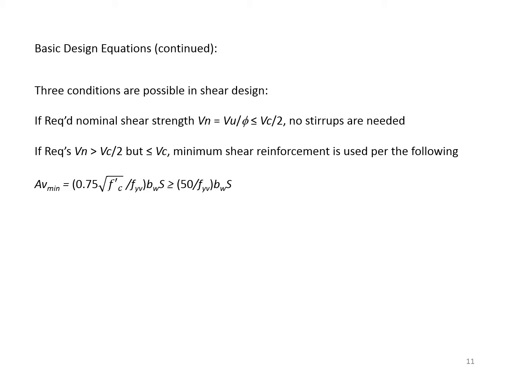2, if required V sub n is larger than V sub c over 2, but is smaller than V sub c, minimum shear reinforcement is used per following equations. A sub v minimum is 0.75 square root of f prime sub c divided by f sub yt, the quantity multiplied by b sub w s, and 50 divided by f sub yt, the quantity multiplied by b sub w s. The larger of the two is used as the A sub v minimum.